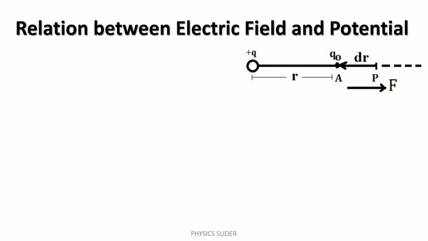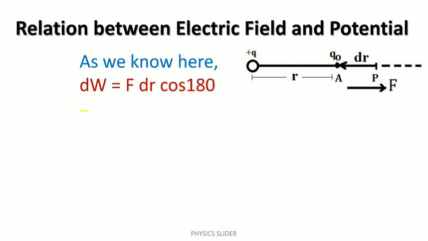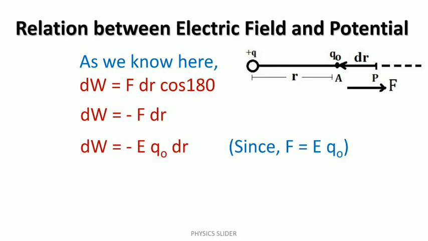So the work done will be given as F dr cos 180, because the angle between F and dr is 180. Now put the value of cos 180, which is minus 1, so this becomes dW is equal to minus F dr. Now we will place the value of F. Since F is equal to E Q naught, this is the value of electrostatic force with the help of the definition of electric field, put the value of F as E Q naught.